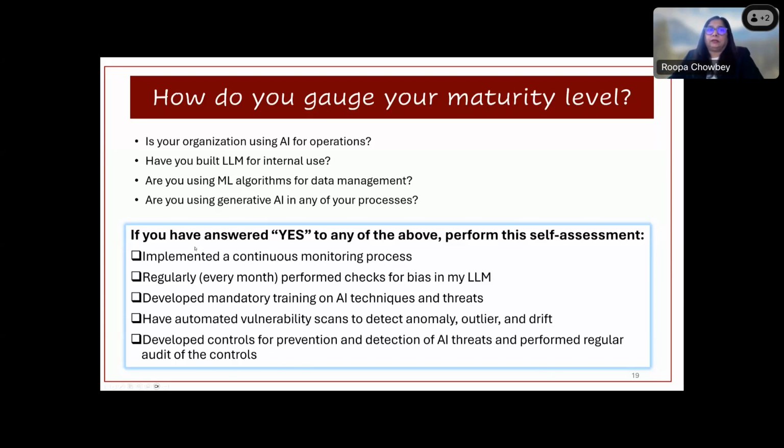So irrespective of where you are on this maturity scale, we'll be happy to share more information on how to improve your AI risk management maturity level. But as I said, this is just the tip of the iceberg. You would need a more detailed questionnaire or more detailed methodology to assess your maturity level, and that's where industry can help. Companies like ours can help you with that process.